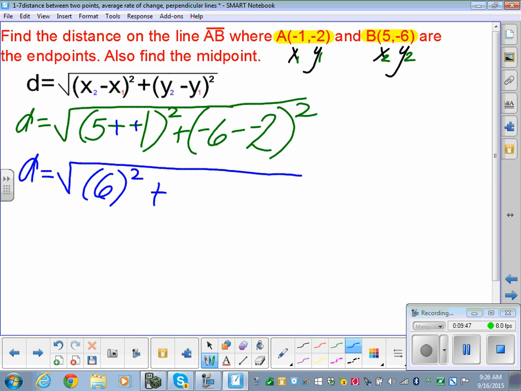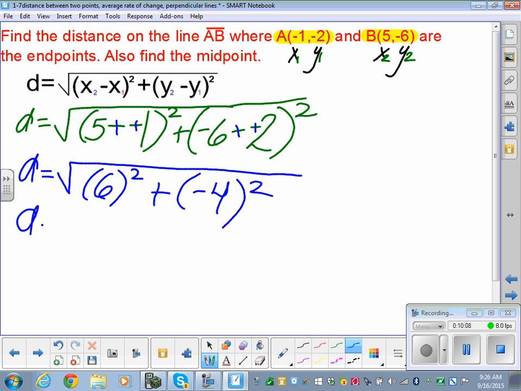And then plus, let's be careful here. So careful. -6 minus -2. Well, first of all, before I think about that, that's really -6 plus 2, which is negative 4. So negative 4 squared.